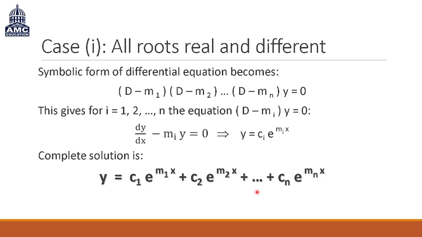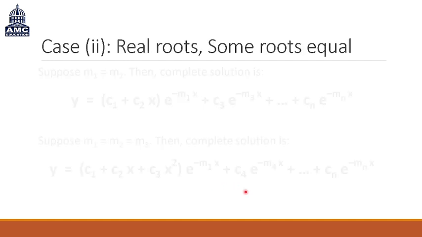Real numbers contain fractions, rational numbers, irrational numbers, positive, negative, zero, anything. So m1 to mn can be any real number, but the only condition on those real numbers is that they are different from each other. So this is the complete solution in the case that the roots are real and different.